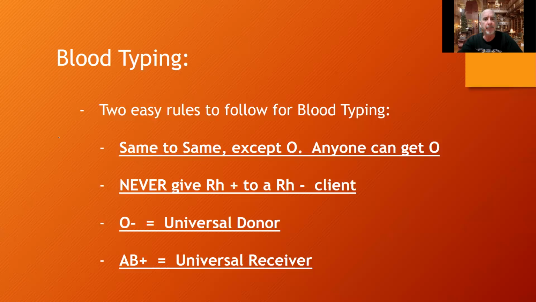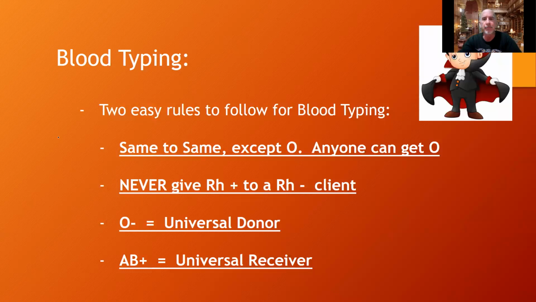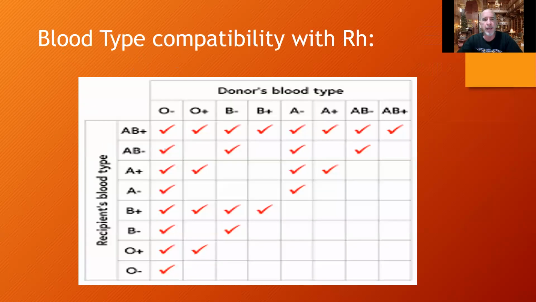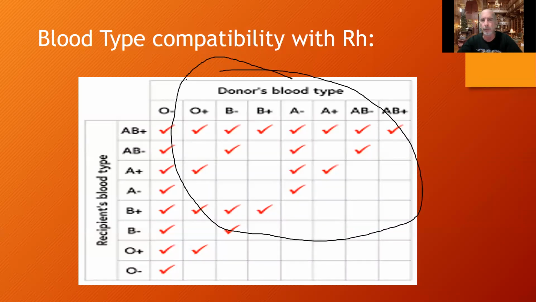Here's a simple way to remember it. Basically, it's same to same. If you're A, you get A. If you're B, you get B. If you're O, you get O. If you want to remember that AB can also get A and B, you can. But if you ever have any question, this chart is always up in the nurse's station. You just go look it up.